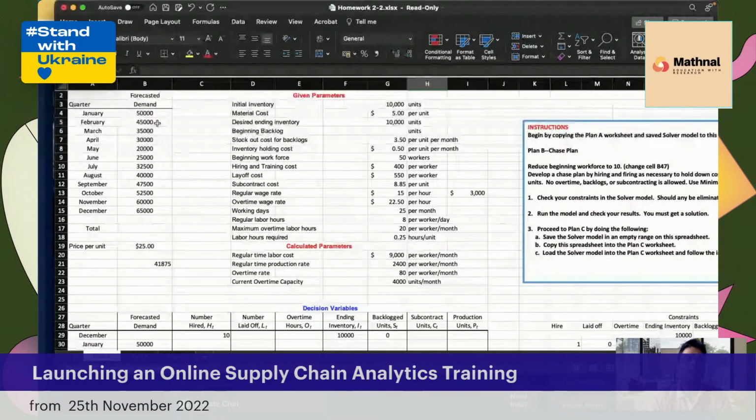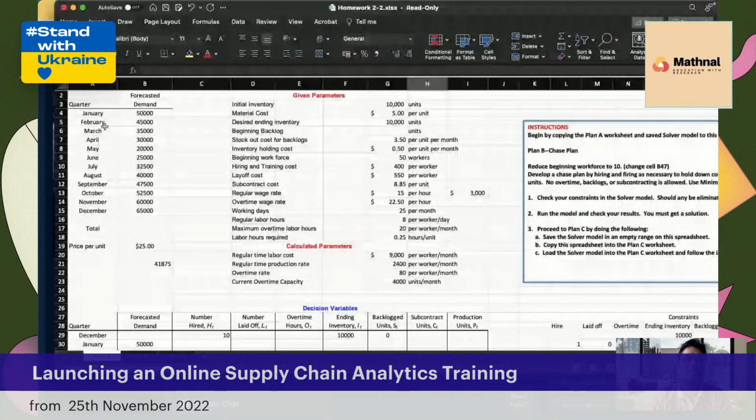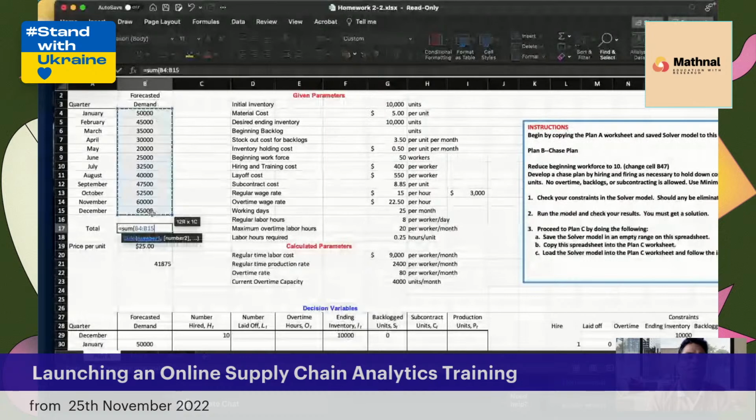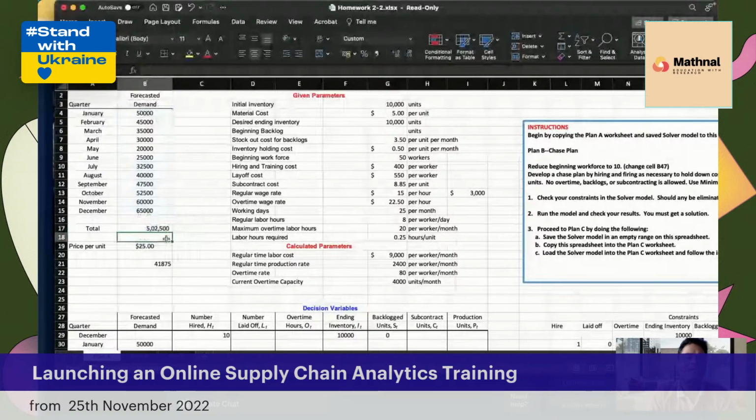Here, you see the demand for the 12 months, January to December, and if I do a simple calculation here, what is the total demand for the 12 months? I'll apply a formula from Excel, and this is 5,05,500 units of demand. And I want to calculate the average demand per month.